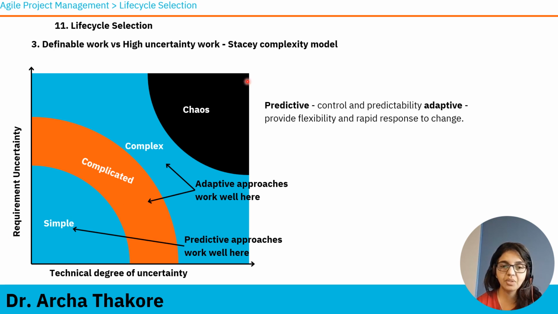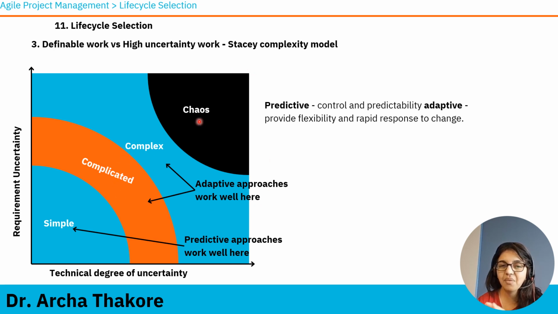Now, let's talk about these four zones. Simple, which means both the uncertainties are low. We know pretty much everything about the work that needs to be done. So, predictive approaches are good. When we move along this chart and the uncertainty is increasing, in complicated and complex zones, adaptive approaches work.